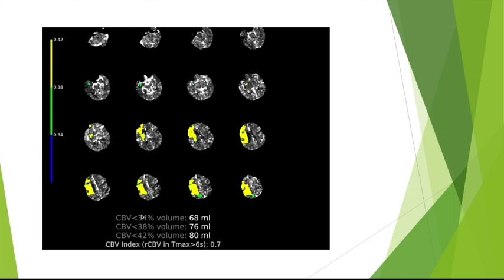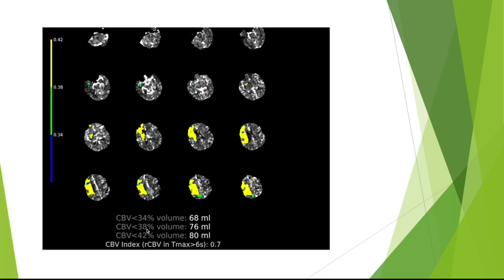And at the bottom, the volumes of different areas of the brain that are less than a given threshold of cerebral blood volume are also mentioned. So you can see that 68 ml of brain has a cerebral blood volume less than 34% of expected, whereas 76 ml of the brain has a cerebral blood volume of less than 38% of expected, and so on.